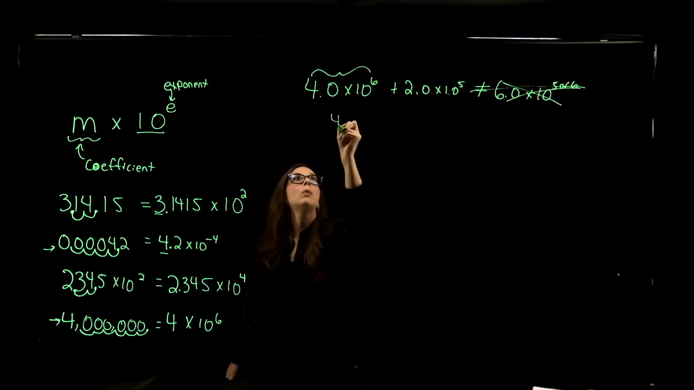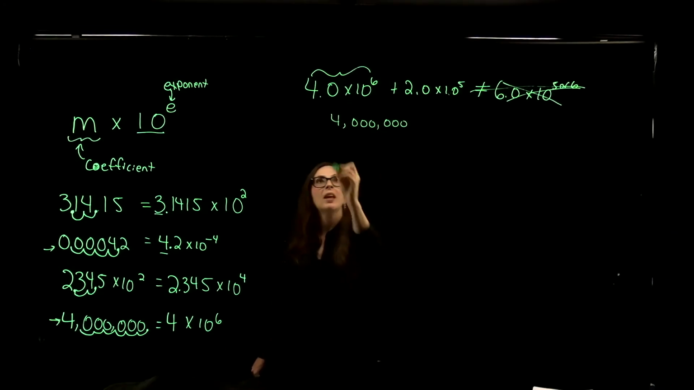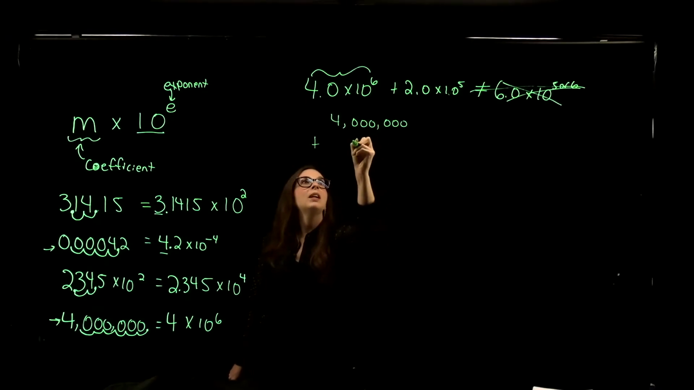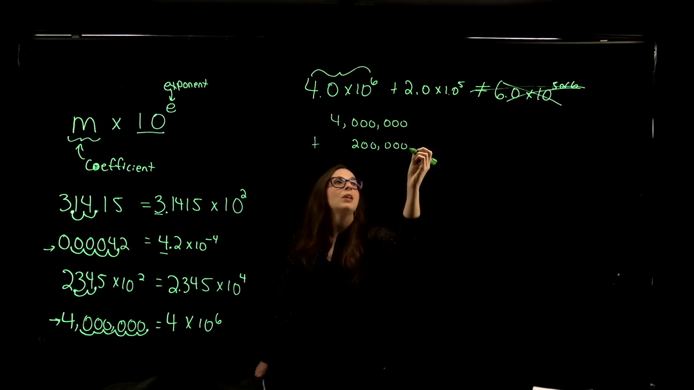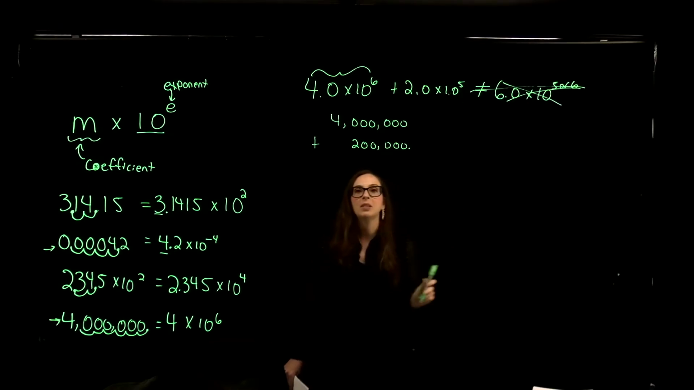Here we've got 4 million, okay? And then our 2 times 10 to the 5, that would be 200,000. Let's check. If I put a decimal place here, I go 1, 2, 3, 4, 5. Yeah, so 200,000 is 2 times 10 to the 5.